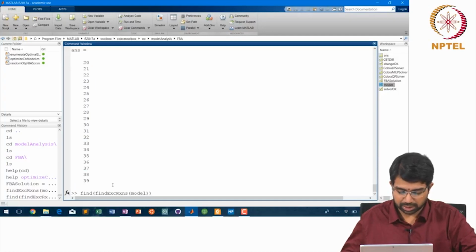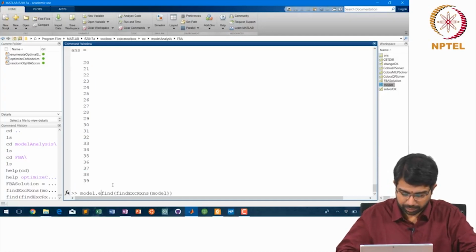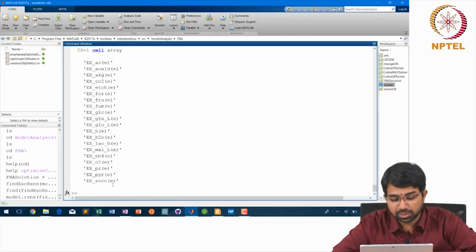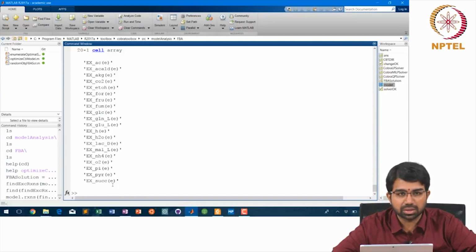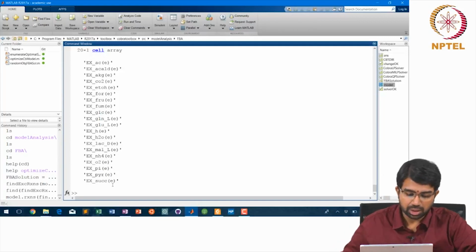So, let us look at what these reactions are. It turns out that this model can exchange acetate, acetaldehyde, alpha ketoglutarate, carbon dioxide, ethanol, formate, fructose, fumarate, glucose, glutamine, glutamate, proton, water, lactate, malate, ammonium, oxygen, phosphate, pyruvate and succinate, right. So, these are all the metabolites that this core model of E. coli can exchange, right.